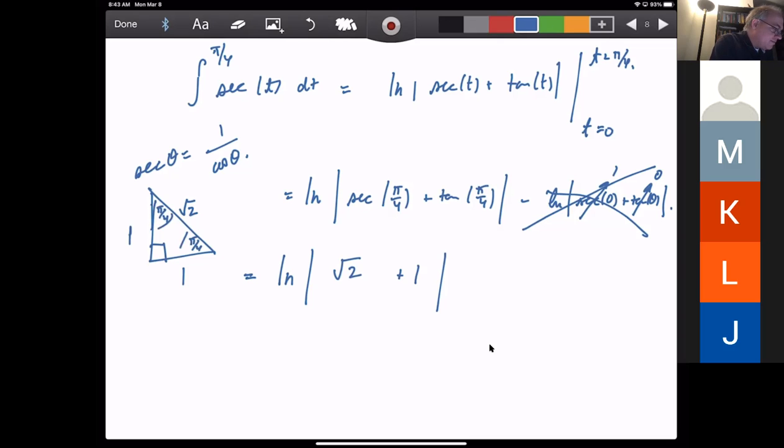So the cosine of pi over 4 is 1 over root 2. The sine of pi over 4 is 1 over root 2. The secant is 1 over the cosine. So the reciprocal of 1 over root 2 would just be root 2. And that's one of our options for the length there.